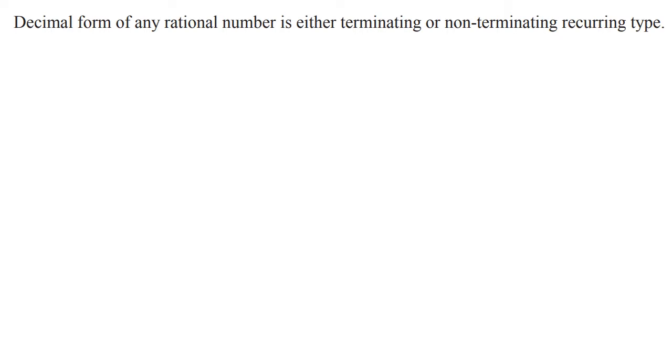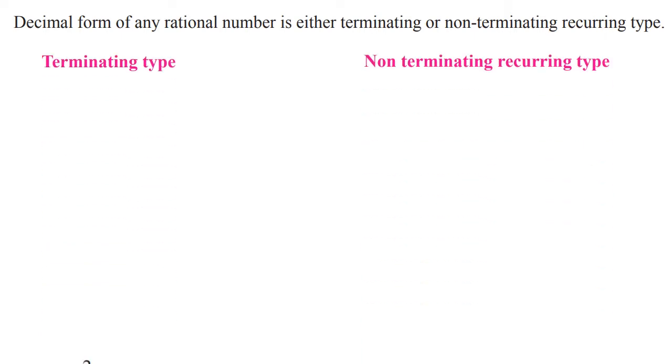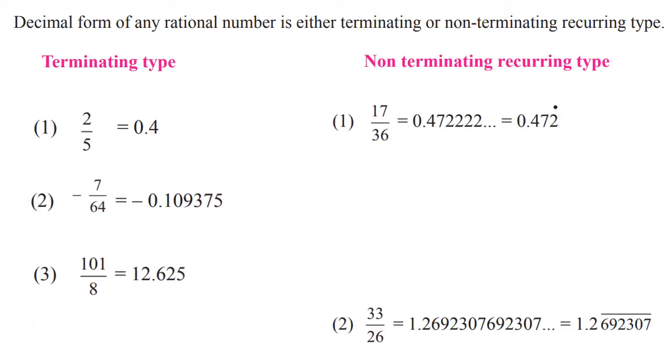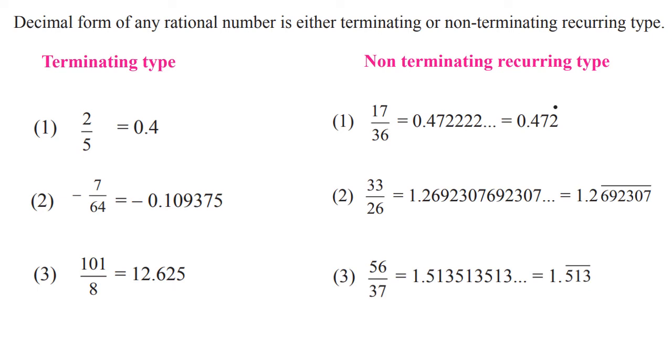We saw various examples here. I am displaying all the examples at a time because this was already discussed in the previous lecture. You can see here the three examples are of terminating type. That means if we start dividing 2 by 5, the division ends immediately at 0.4. See, 2 is smaller than 5, so first we write 0, then point, and then 5 4s are 20. So we got the answer as 0.4.